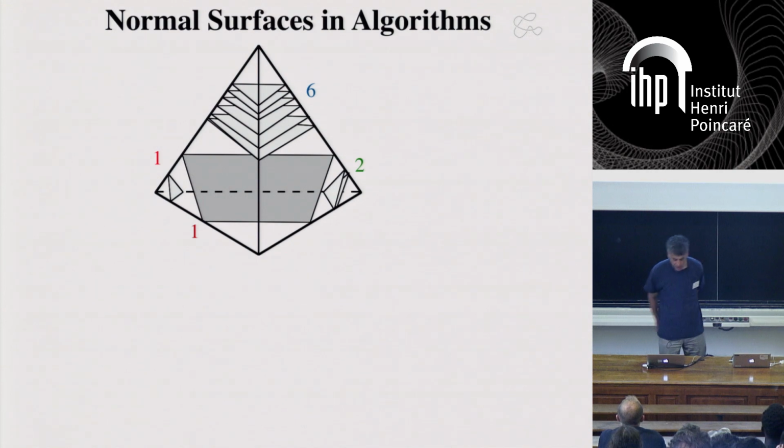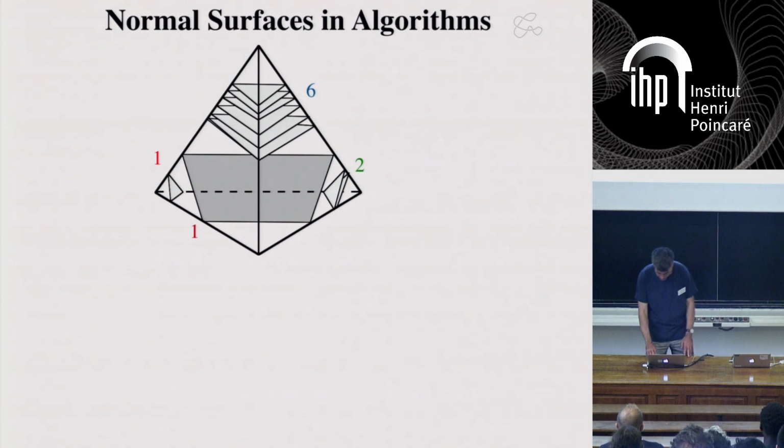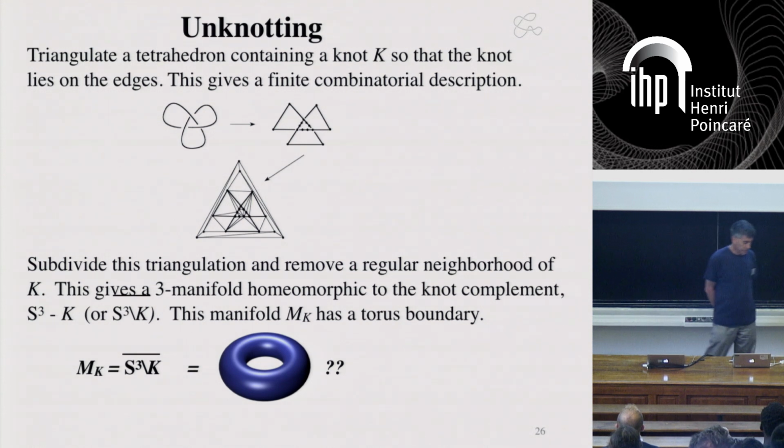Okay, so that was an application of normal surfaces to three-manifold theory. It turns out that a lot of the things that have been developed to study algorithms using normal surfaces have also had implications for three-manifold theory. But I'm not going to talk about that so much. So now I'd like to go through some of the details of how to do an unknotting algorithm using normal surfaces.